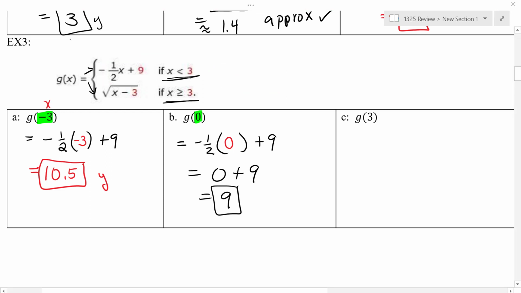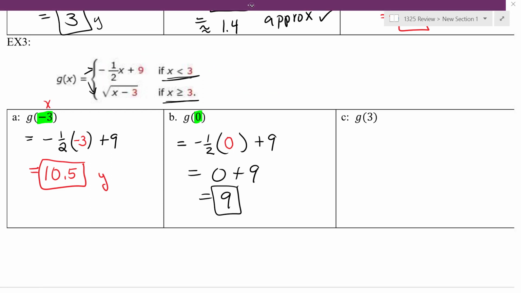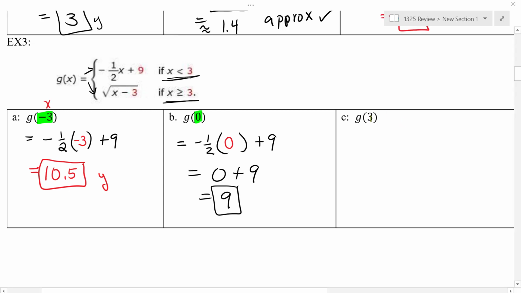Alright, for part C, we're asked to find g of 3. I want you to notice something here. For this x value, we're given a positive 3, and positive 3 is what's used in our domain restrictions. So if the x value that you're putting into the piecewise defined function matches the number that is used in the inequalities, then what you're looking for is the inequality that contains the equal sign, so that bottom half of that equal sign. So our bottom inequality that contains the equals should come back true.